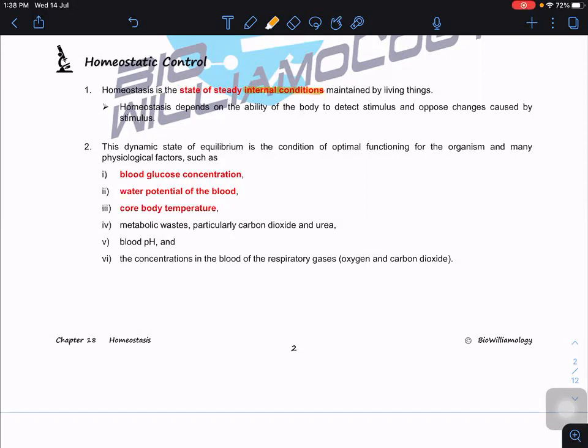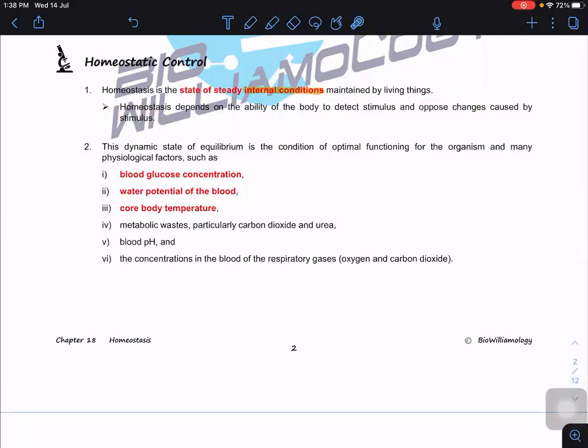So no matter what kind of homeostatic control, we do need to have a control system. We need to have the receptor to detect the increase in the blood glucose level. We need to have the control or central control to actually give out the information, say, yes, we need to control. And then someone has to do the correction, which is the effector. Okay, so the three of them work together to achieve a steady or constant internal condition. That is what is meant by homeostasis. Okay, so it depends on the body's ability to detect the stimulus and oppose the changes caused by the stimulus.